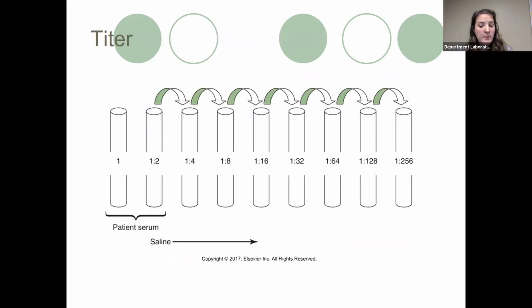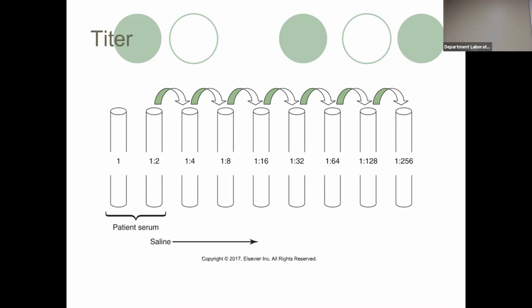And so here's your example of a titer. You take patient serum and add it into your first tubes. Your first tube is a 1-to-1, so it just has patient plasma. You're going to add a designated amount of saline into your 1-to-2. So now you have a 50-50 mix of saline and patient plasma.